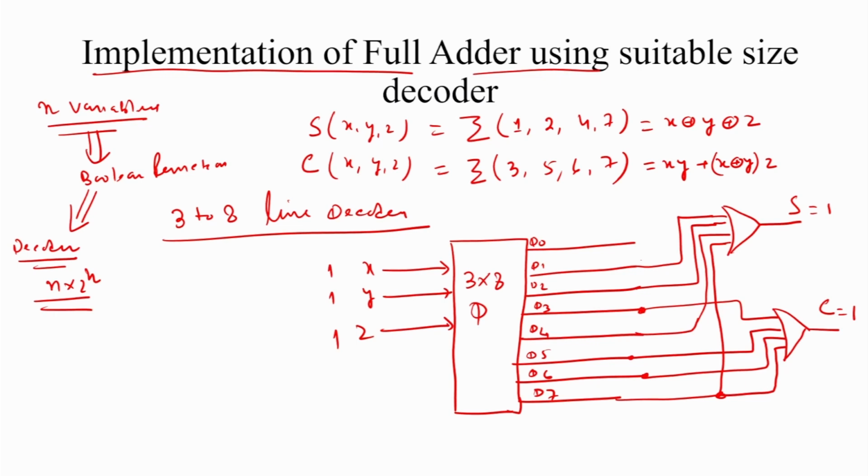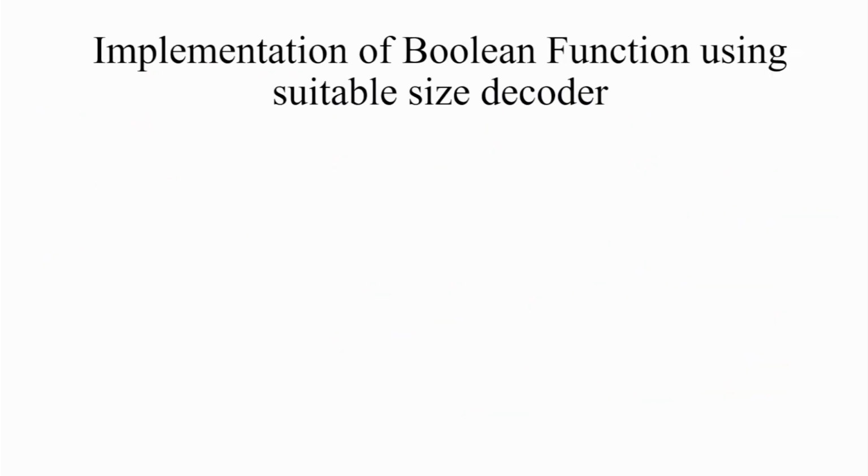S is the sum of the full adder and C is the carry produced by the full adder. Now, suppose we want to implement a Boolean function by using a suitable size decoder. Suppose the Boolean function is written as F1 = BC' + CD' + CD.